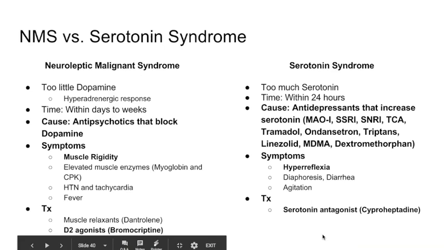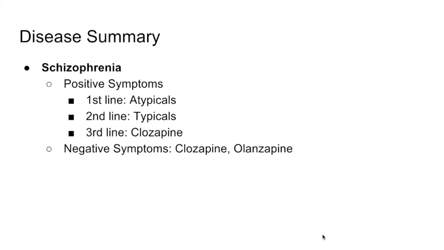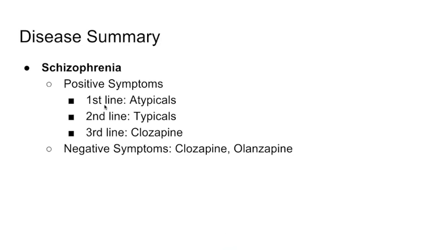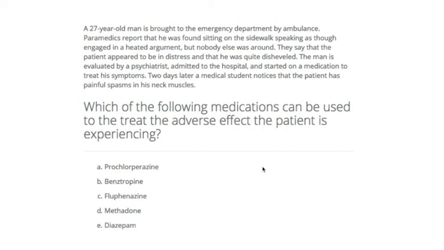Lastly, I wanted to give a summary for schizophrenia and where we use these medications. If you have a patient with positive symptoms, first line is atypical antipsychotics, second line is typical antipsychotics, and third line is clozapine, and we talked about why it's third line. For negative symptoms, clozapine is very effective and olanzapine is also very effective. So that ends our discussion of the antipsychotics.